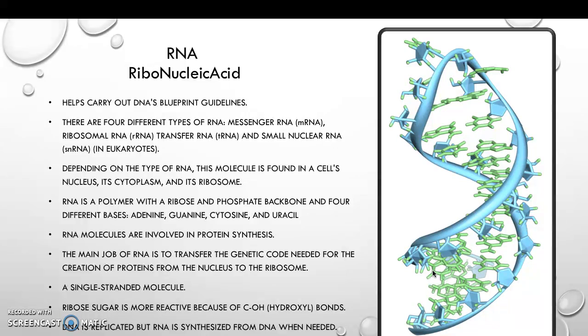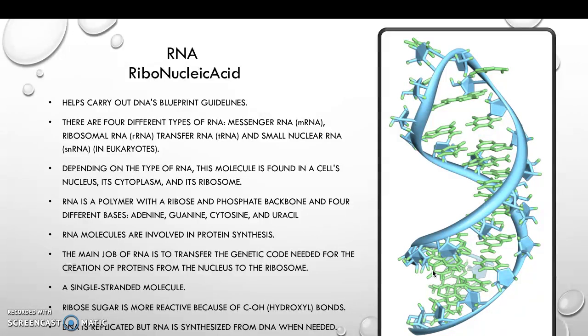Messenger RNA transcribes genetic information from the DNA found in a cell's nucleus and then carries this information to the cell's cytoplasm and ribosome. Transfer RNA is found in a cell's cytoplasm and is closely related to messenger RNA as its helper. Transfer RNA literally transfers amino acids, the core components of proteins, to the messenger RNA in a ribosome. The ribosomal RNA is found in the cell's cytoplasm, and in the ribosome it takes messenger RNA and transfer RNA and translates the information. Depending on the type of RNA, the molecule is found in a cell's nucleus, its cytoplasm, and its ribosome.